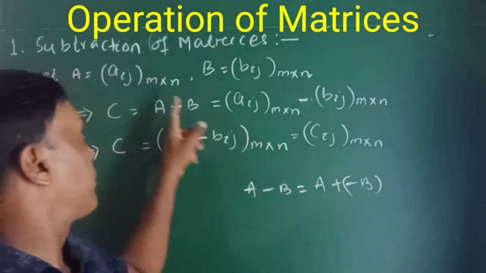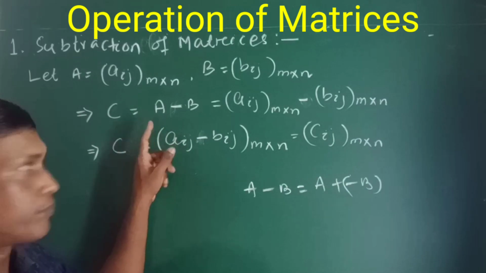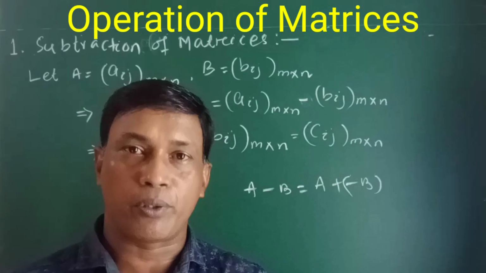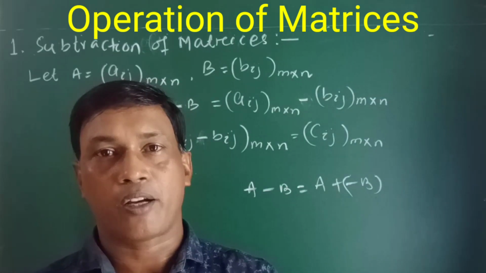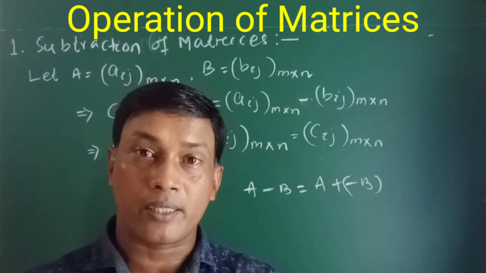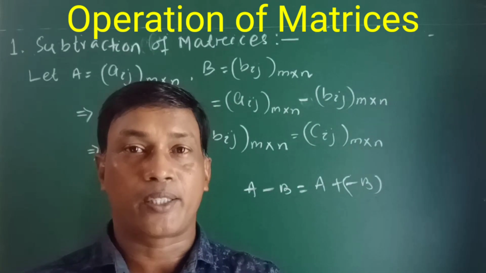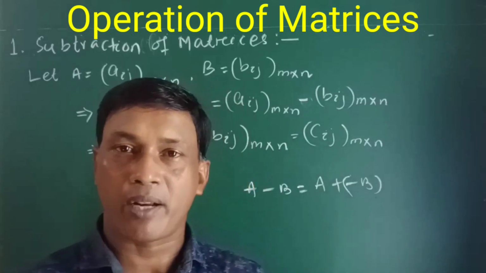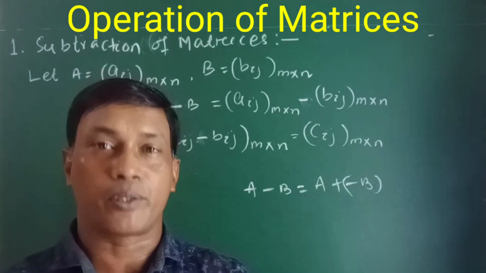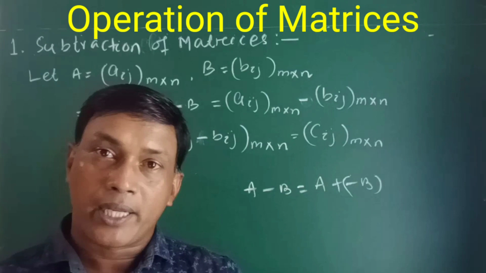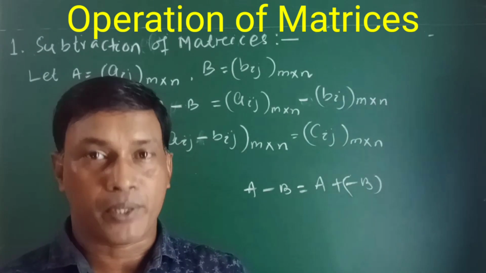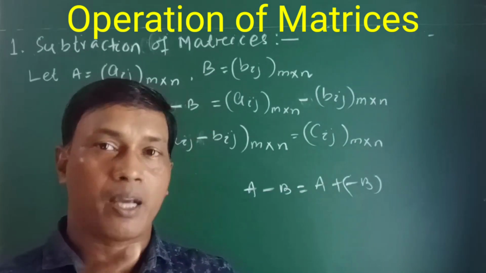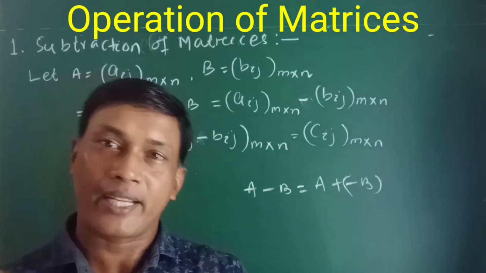So one matrix can be subtracted from another matrix. That means subtraction of matrices is possible when the two matrices are of the same order. The first condition for addition and subtraction is that the two matrices must be of the same order. If the order of two matrices is not the same, addition and subtraction cannot be done. So if two matrices are of the same order then subtraction is possible. And how can we subtract a matrix from another? By simply subtracting the corresponding elements, like addition.